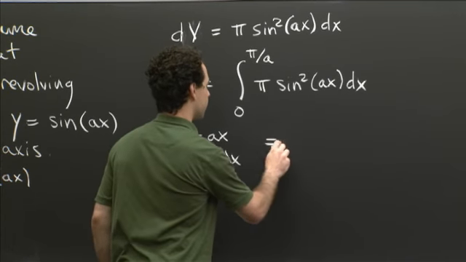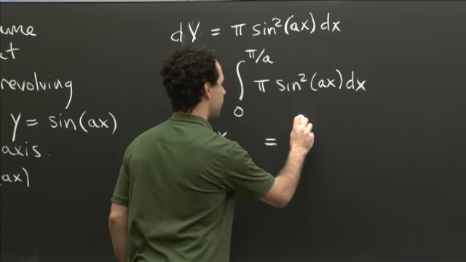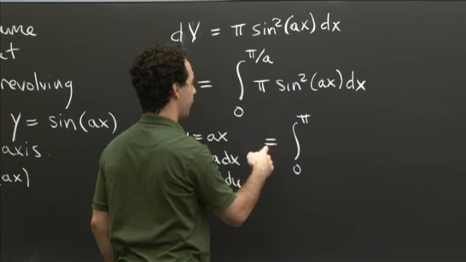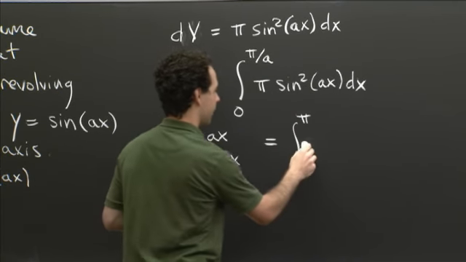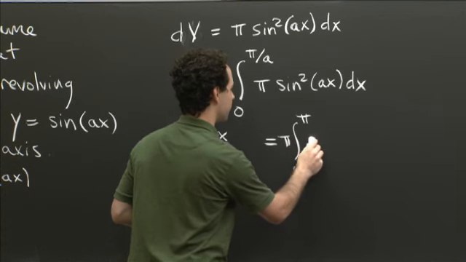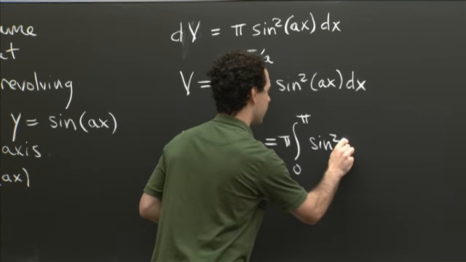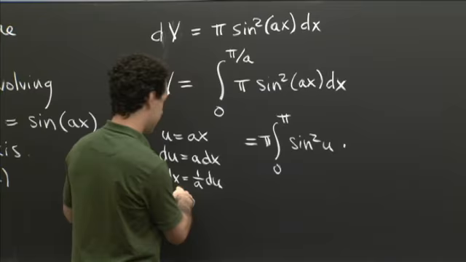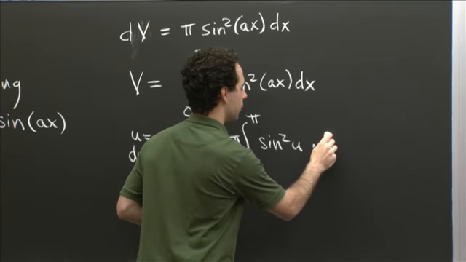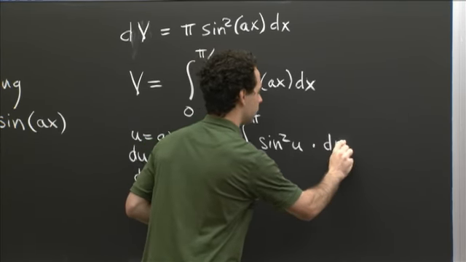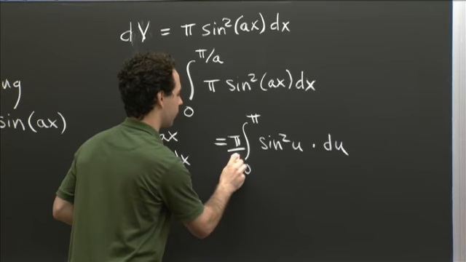So this becomes the integral from 0 to pi. I can pull the pi out front, so I'm going to get pi times sine squared u times dx, which is 1 over a du. I'm going to pull the 1 over a out front as well.